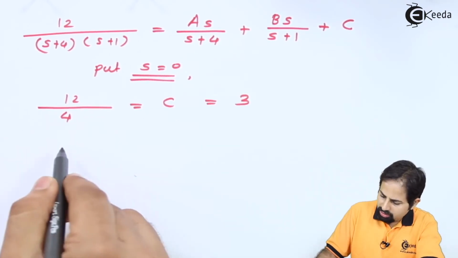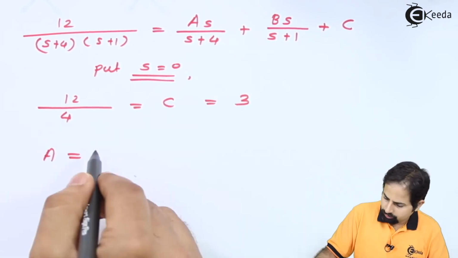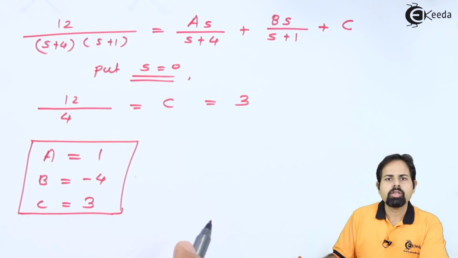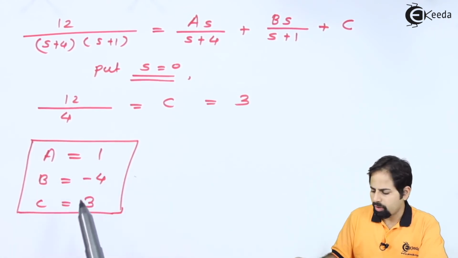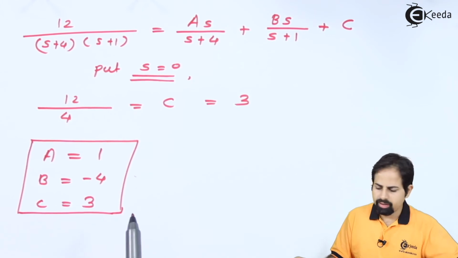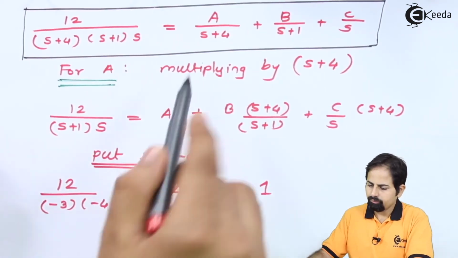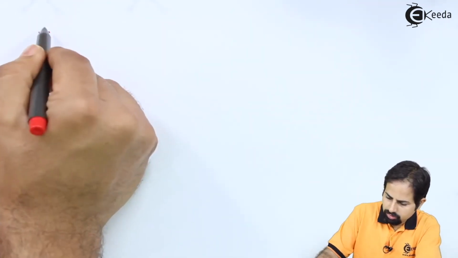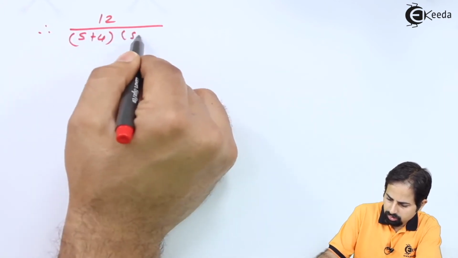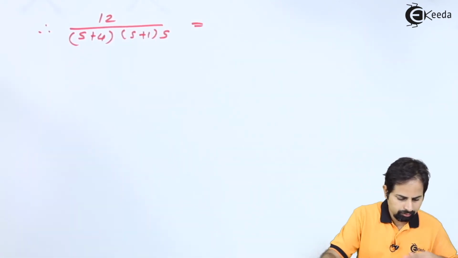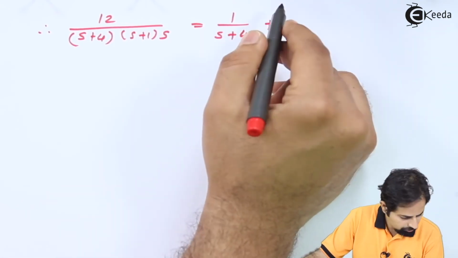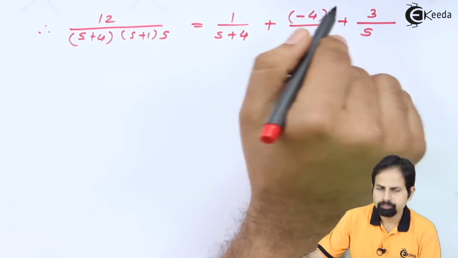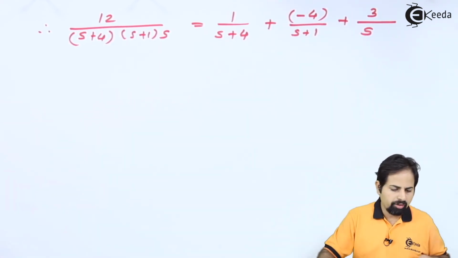So thus I have got all the constants. We have got a equal to 1, b equal to minus 4, and c equal to 3, and we will put it in this expansion now. Here we'll put the values of a, b and c. So this is how we have solved the partial fraction, but we are not done yet.